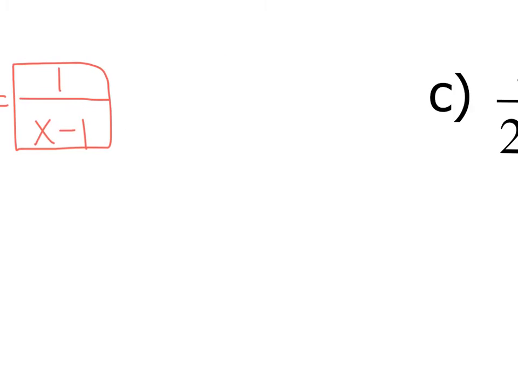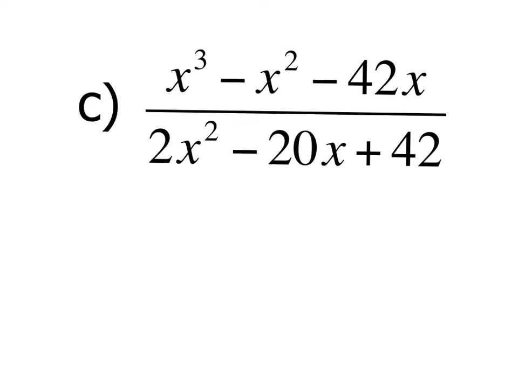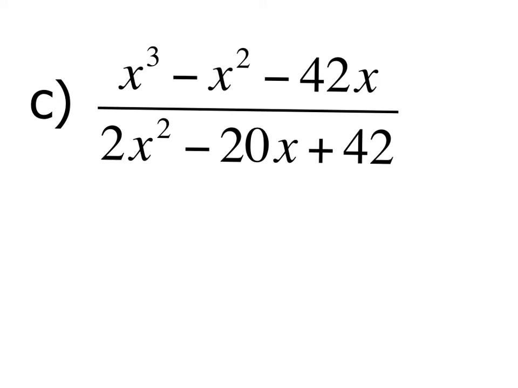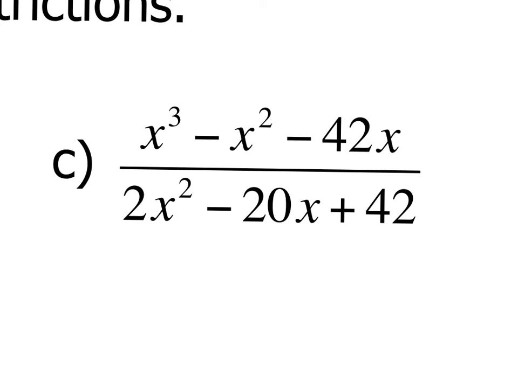Okay. Let's see. We'll do this one together. It's a little bit more complicated. So on the top here, we've got a couple things going on. One thing that you should notice is that they do all have an x. So the first thing I'm going to want to do before I do anything else is take a GCF out. So let's take out an x first. And that leaves me with x squared minus x minus 42.